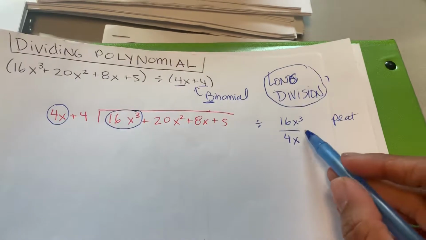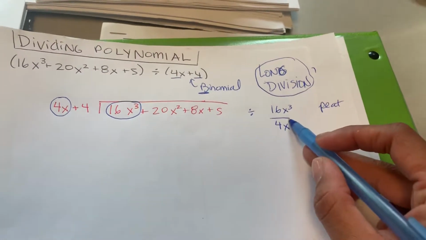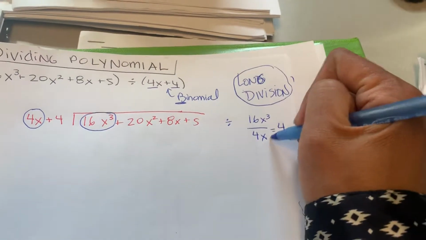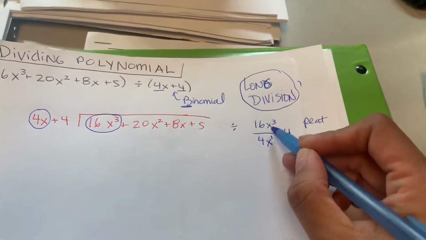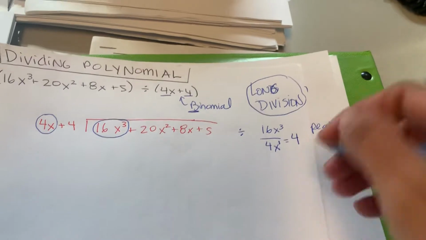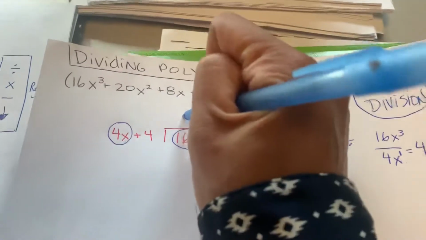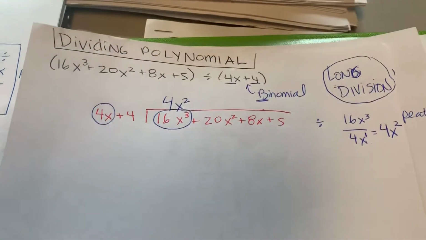So we're going to need the quotient rule of exponents to do this. 16 divided by 4 is 4. X cubed divided by x, invisible 1 right there. You subtract the exponent since it's a quotient rule, so you get x squared. So here, I'm going to get 4x squared.